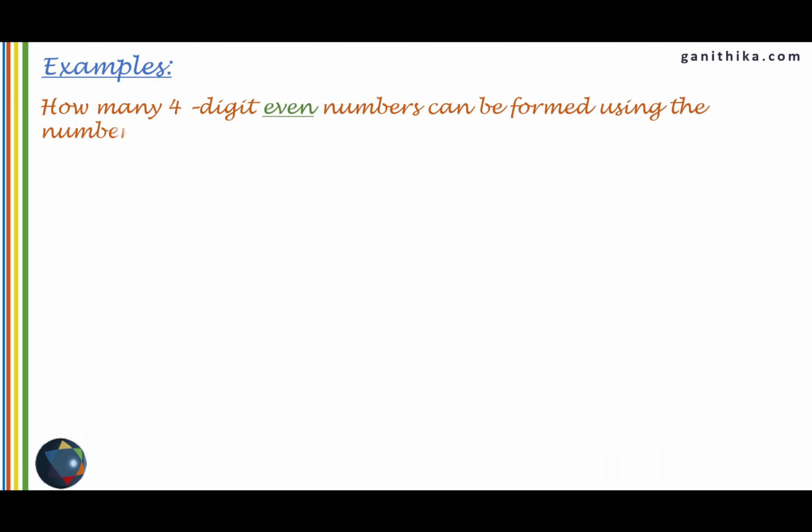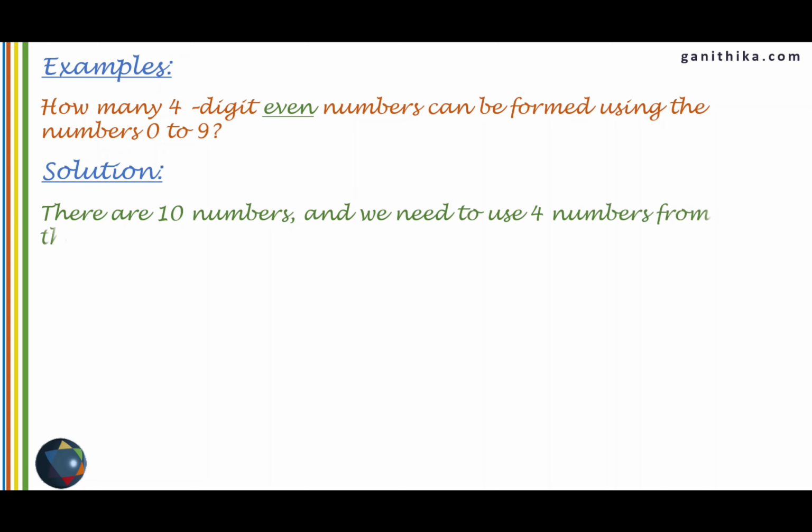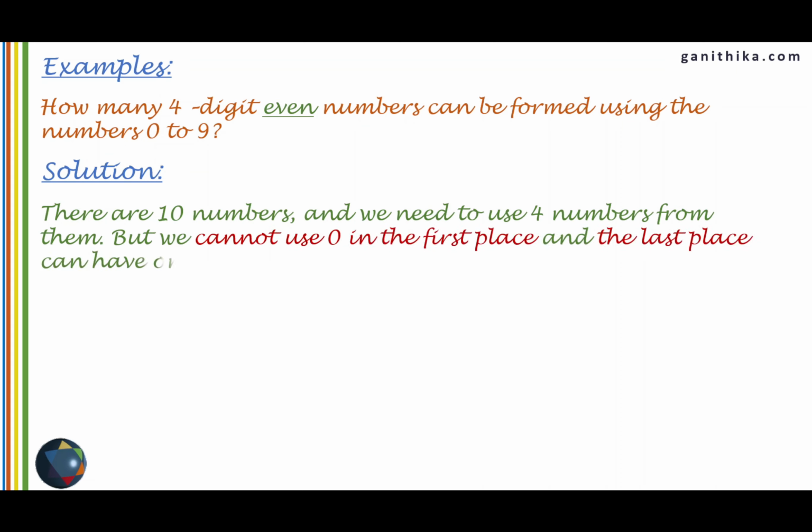I'm still making it more conditional. Even numbers can be formed using the same 0 to 9 digits. So we know that the first digit cannot be 0, and there are 10 numbers totally, 0 to 9, and we need to use 4 numbers out of it. The first number again cannot be 0, but there is another restriction here.